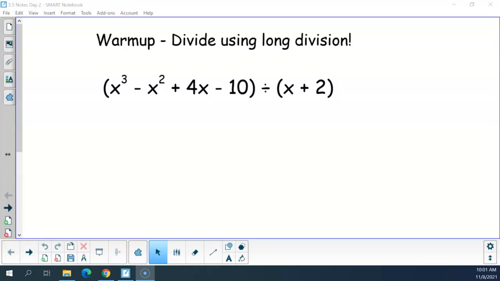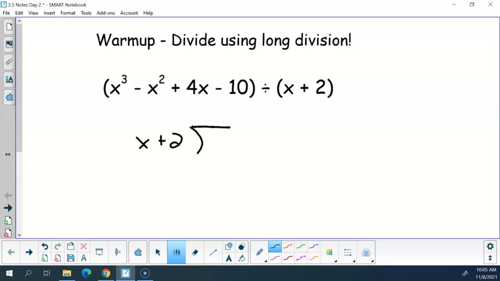All right, so let's warm it up, Chris. Let's warm it up with this one using long division. What goes on the outside? X plus 2. What goes on the inside? The other part. Don't have to add anything else, any placeholders? No. Okay, all right, love it.